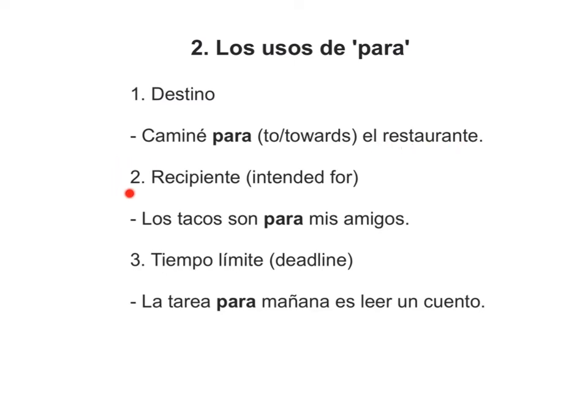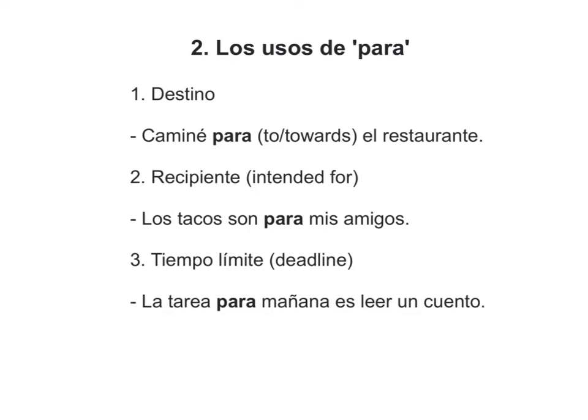Ejemplo, el uso número 2, tenemos recipiente, intended for. So the thing that is intended for someone. So los tacos son para mis amigos. So the tacos are for my friends. They are the recipients.